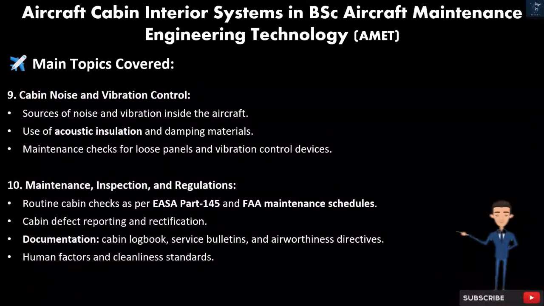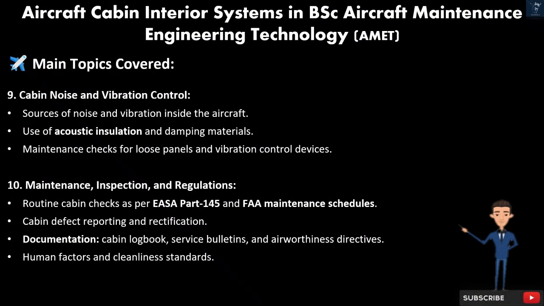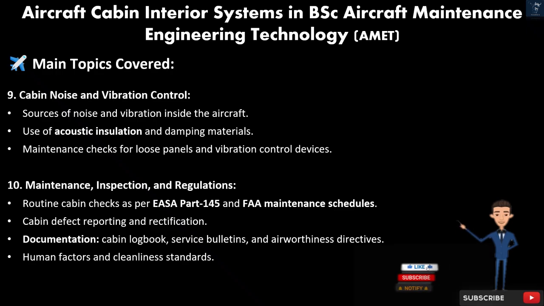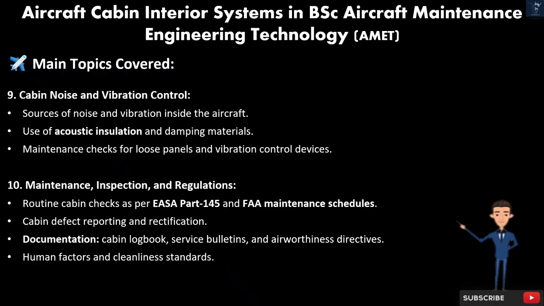9. Cabin noise and vibration control. Sources of noise and vibration inside the aircraft. Use of acoustic insulation and damping materials. Maintenance checks for loose panels and vibration control devices.